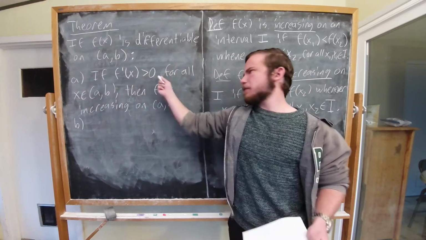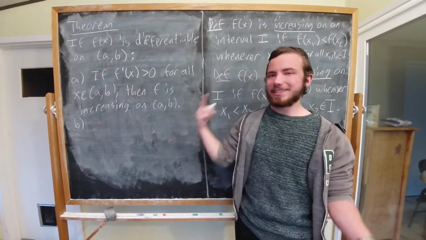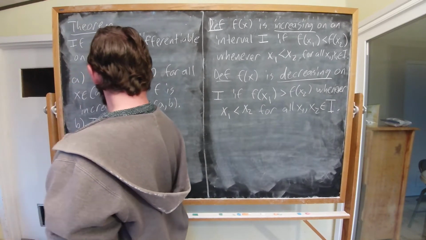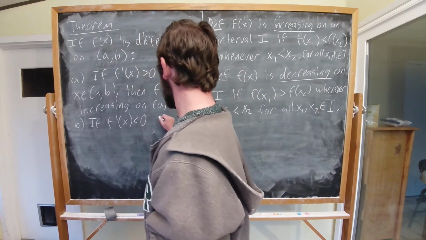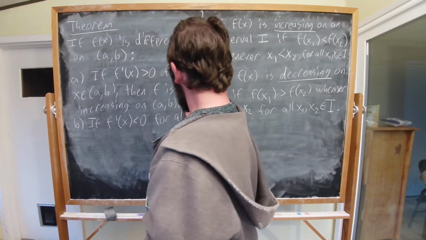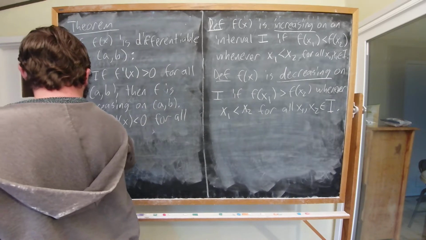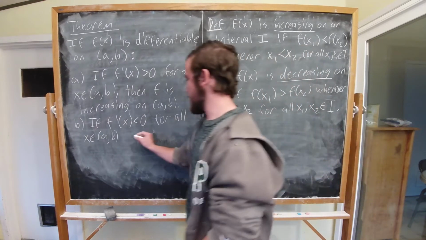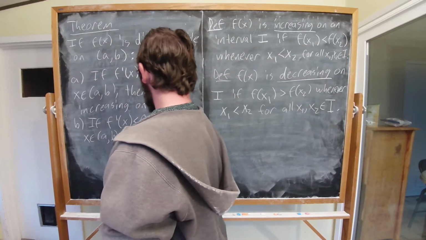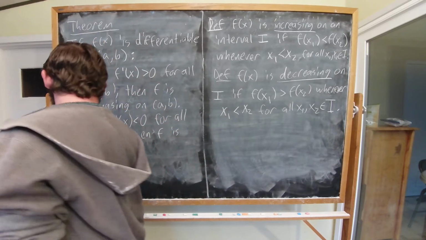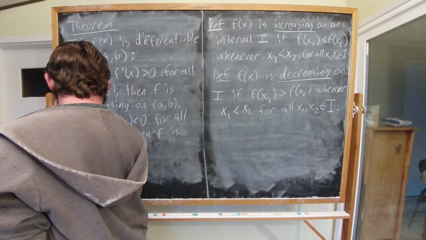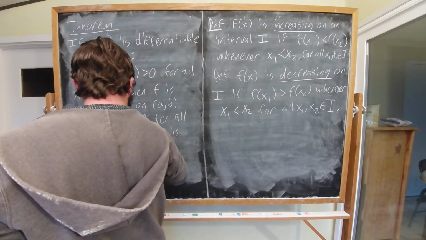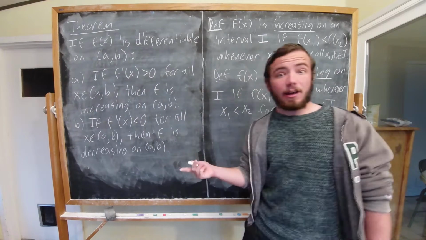Part B of the theorem, if f prime of x is less than 0, exact same thing, except decreasing. So f prime of x is less than 0 for all x in a, b, aka they all have downwards going tangent lines, then f is decreasing on a to b. And then we actually get a third part of the theorem.